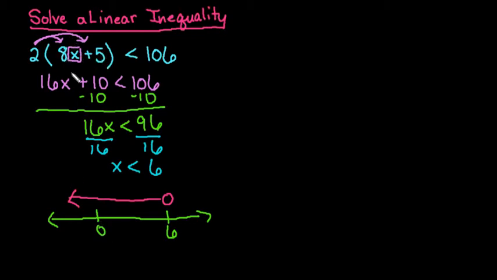So if I plugged in 0, I would have 0 plus 5 is 5 times 2 is 10, and 10 is definitely less than 106. If we were to pick 6 itself, it should give us exactly 106. It does not include it because it does not have the equal to underneath it. So for most cases, this is an acceptable answer.